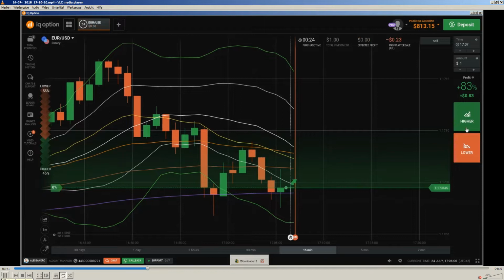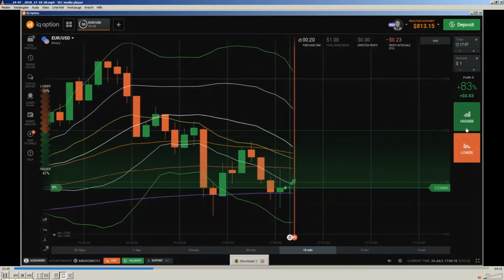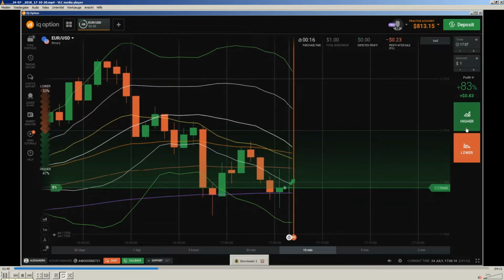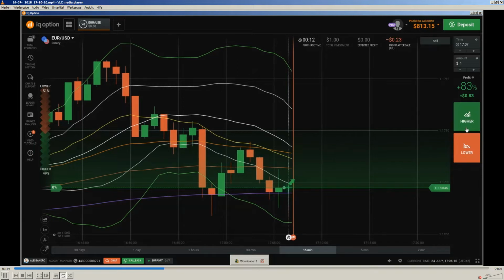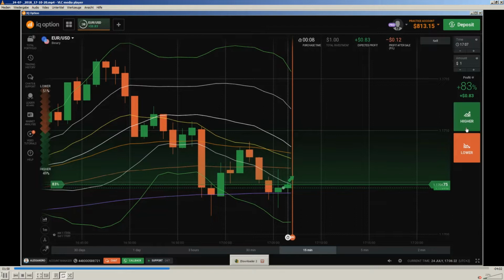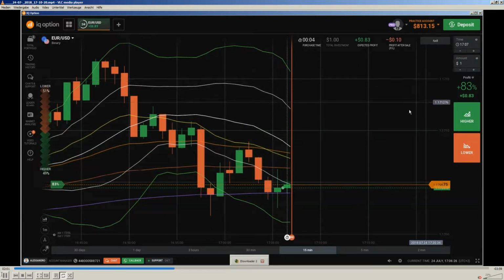So okay, let's see what's happened here. I entered really early, so there is another minute until the expiration time ends. So you can observe the candle exactly. You see it's getting a rejection from the 1 deviation Bollinger Band.